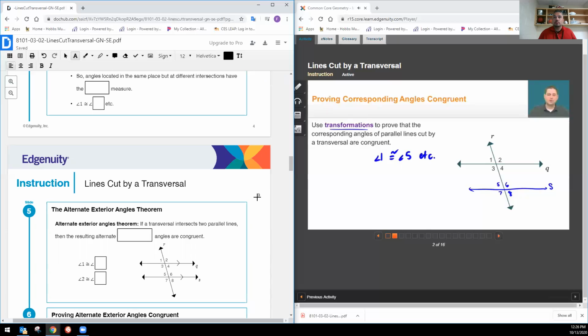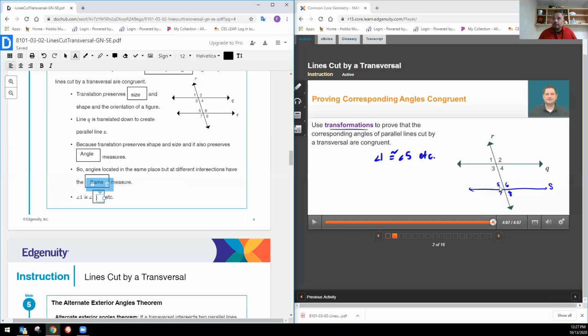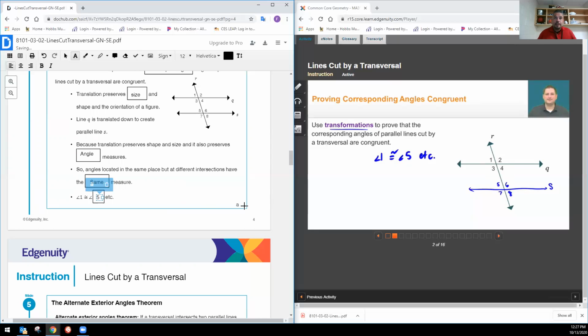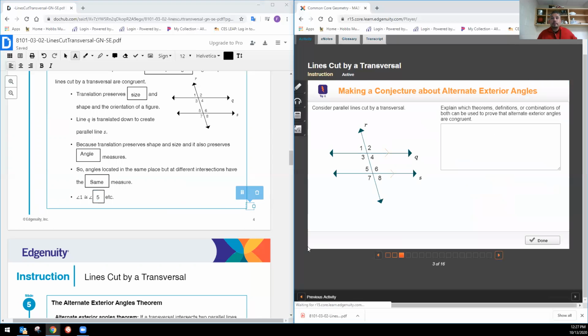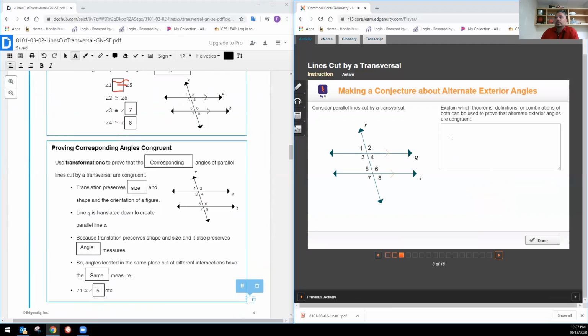Next, we're going to examine and develop a theorem about alternate exterior angles. Because translations preserve size, they also preserve angle measures. So angles located in the same place but at different intersections have the same measurement. That means angle 1 is equal to angle 5. These two are the same angle right here, so this is going to be angle 5. Let's go ahead and skip to the next. Use what you know about angle relationships to prove that alternate exterior angles are congruent.